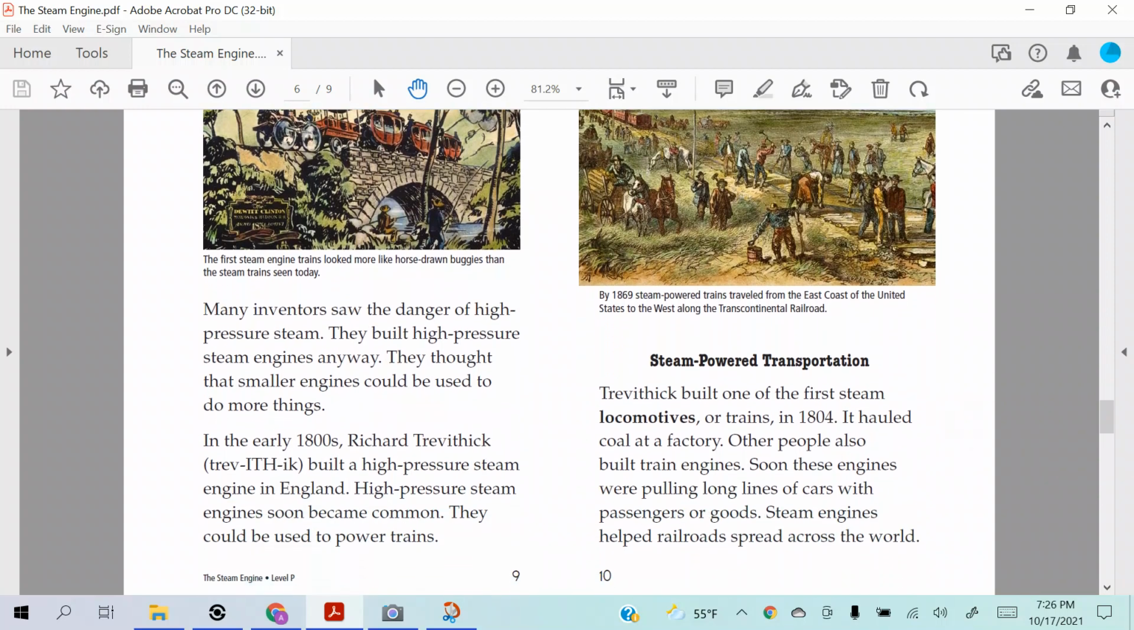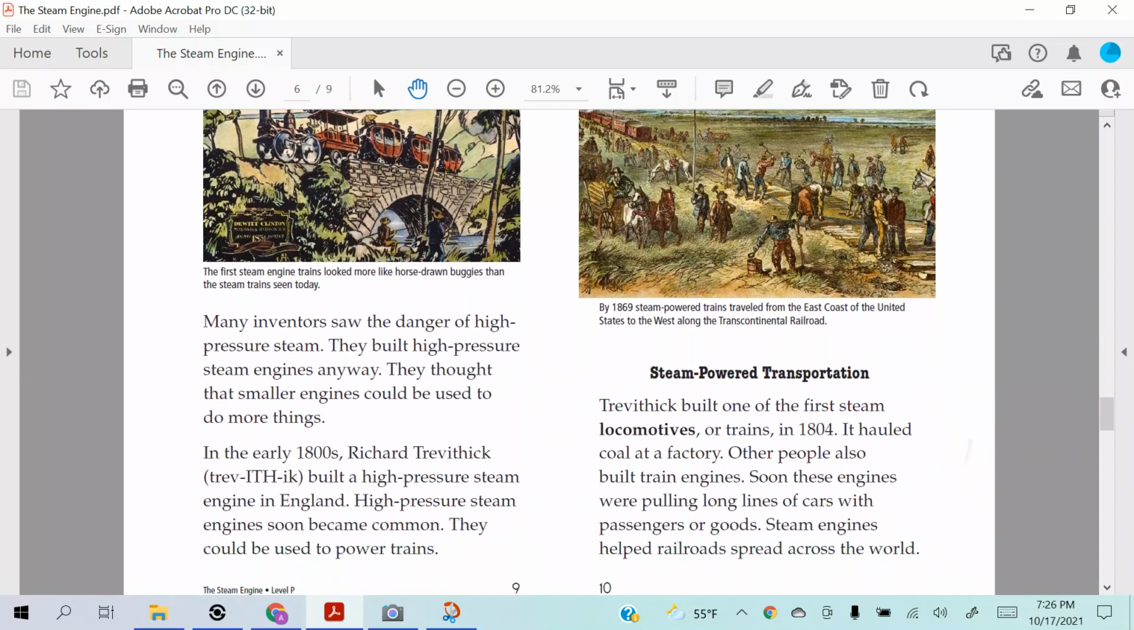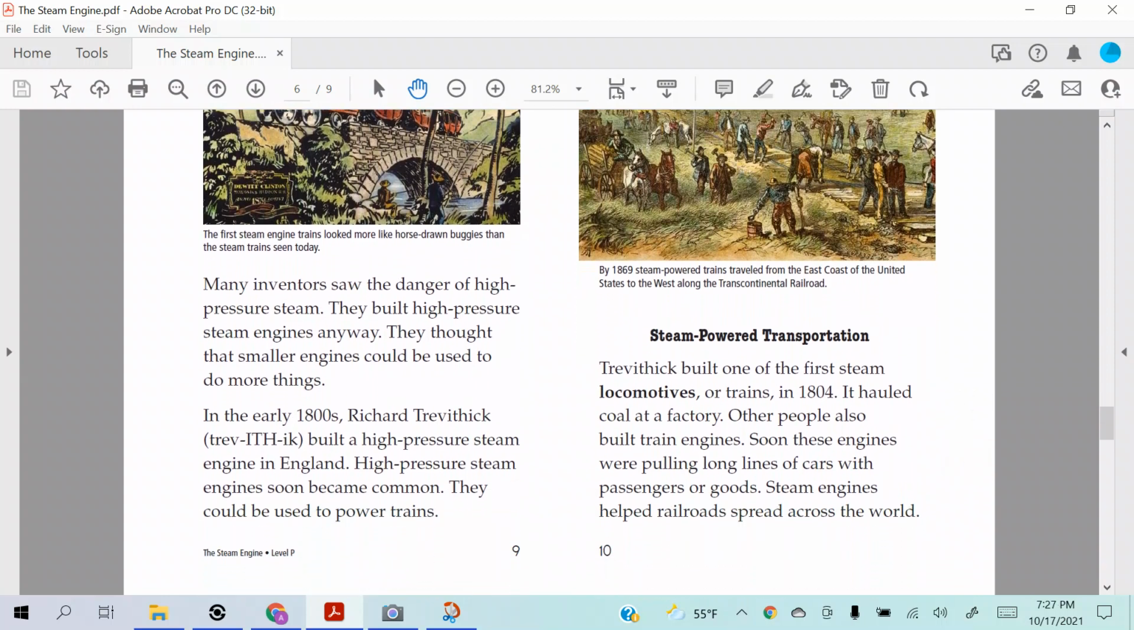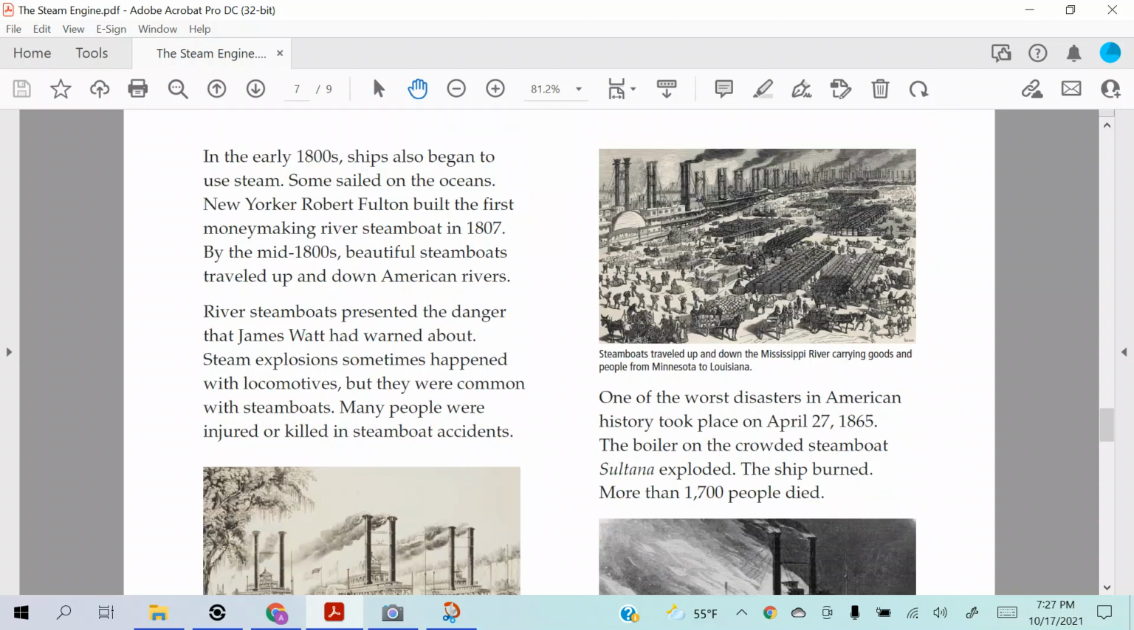Steam powered transportation. See that train over there? Trevithick built one of the first steam locomotives, or trains, in 1804. It hauled coal at a factory. Other people also built train engines. Soon, these engines were pulling long lines of cars with passengers or goods. Steam engines helped railroads spread across the world.